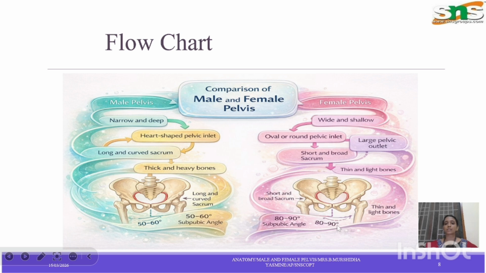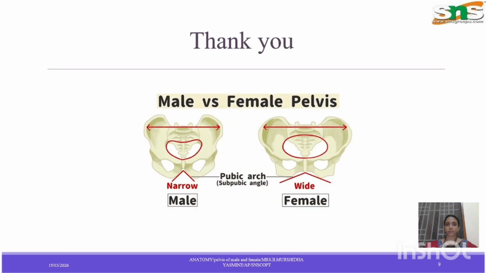This comparison is very important in identifying the bone during the first year study of anatomy. Hope you understood the difference between the male and female pelvis. In this picture, you can clearly see there is a wider pelvis in the female, and in comparison the male pelvis is not as wide as the female pelvis. It is narrow, and this angle is the pubic arch, otherwise called the subpubic angle.